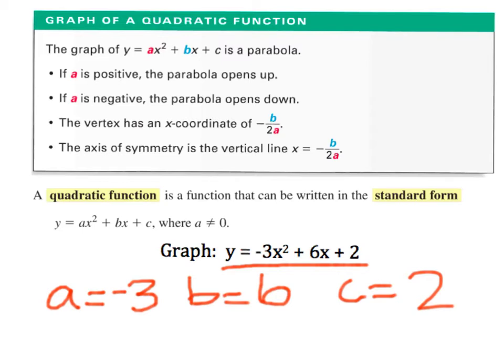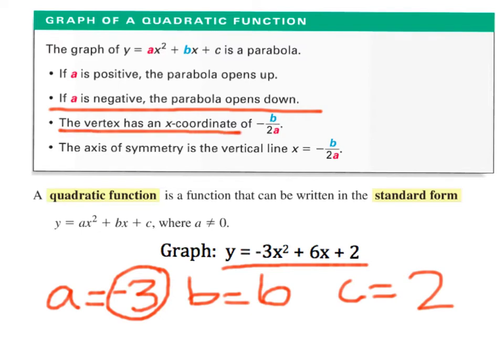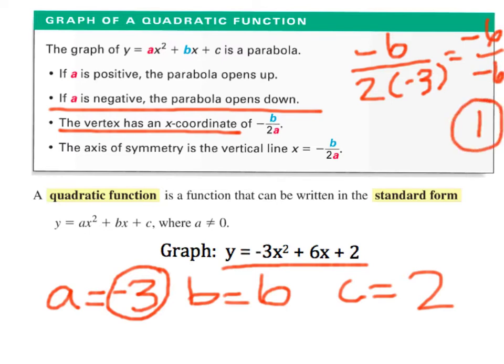Now what I can determine right now is that a is negative. So because a is negative, that means my parabola is going to open down. The next thing I need to calculate is the x coordinate of my vertex. So to do that, I'm going to calculate the opposite of b, so that's going to be negative 6, over 2a, so 2 times negative 3. When I calculate that, I'll get negative 6 over negative 6, which will simplify to be 1. So I know that the x coordinate of my vertex is 1, and the line of symmetry, or the axis of symmetry, is going to be x equals 1.